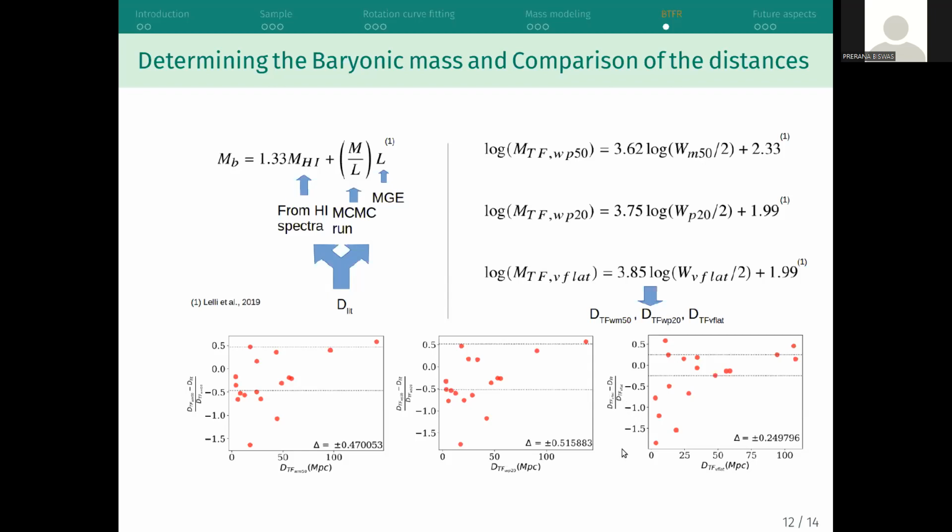So it tells us the importance of doing this study with the help of interferometric HI observation, doing the kinematical modeling, and using the V flat for establishing the Tully-Fisher relation.